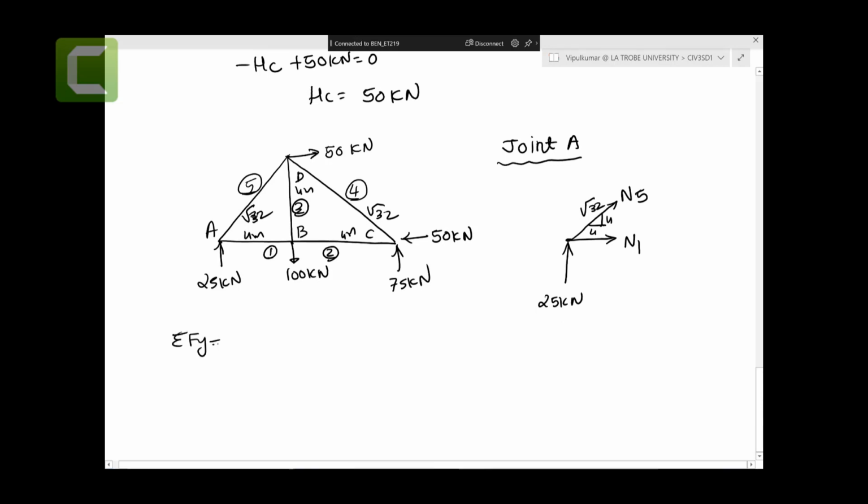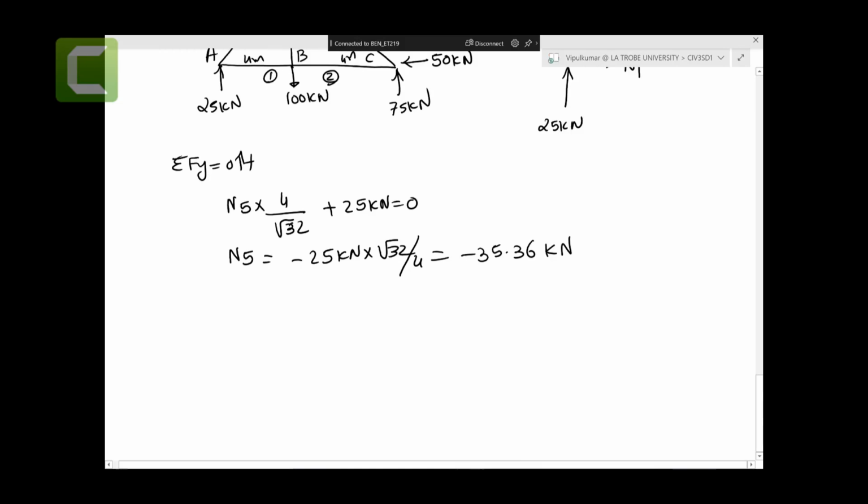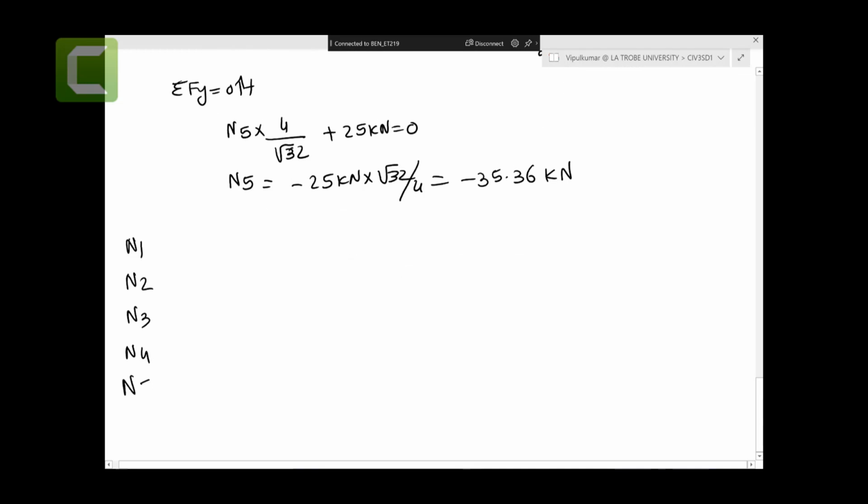Sum of the forces in the y direction, upward is positive. N5 times 4 on square root 32 plus 25 kilonewtons equal to 0. N5 equal to minus 25 kilonewton times square root 32 on 4. So you got minus 35.36 kilonewtons. Let's make a list somewhere. Let's make it N1, N2, N3, N4, and N5. We got N5 minus 35.36 kilonewtons, negative sign meaning compression.